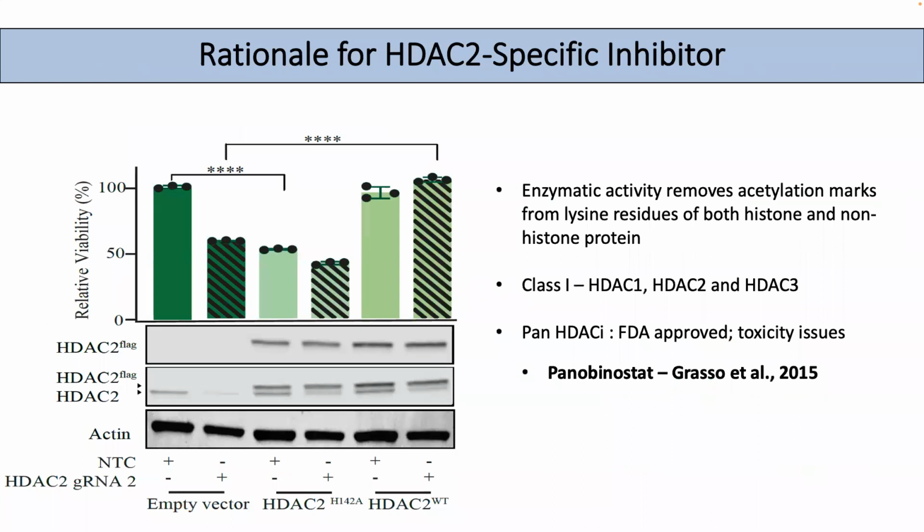And importantly, we were able to validate that using single guide RNA knockouts. What you're looking at here are studies where we knock out HDAC2 and then reintroduce either the wild type or a mutant, catalytically dead version of HDAC2. And importantly, we found that only restoration of the HDAC2 wild type was able to restore growth after knockout, showing us that indeed the enzymatic activity of HDAC2 is particularly important for the growth of these lines.